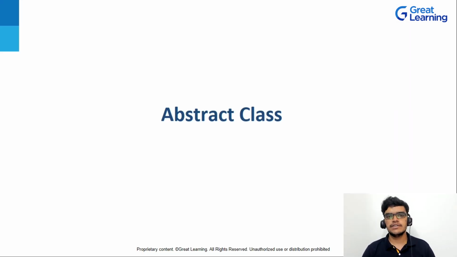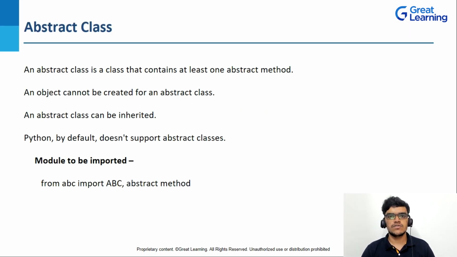So now let's start with abstract class. So what is an abstract class? An abstract class is a class that contains at least one abstract method. So there must be at least one abstract method, right? Also, if you're talking about abstract class, then you can't create an object for abstract class, although it can be inherited. Now, when it comes to Python, by default, Python doesn't support abstract classes.